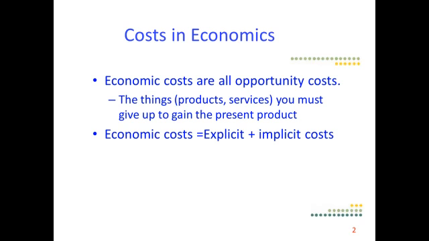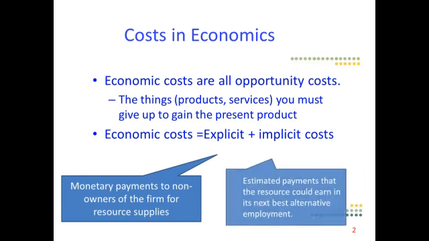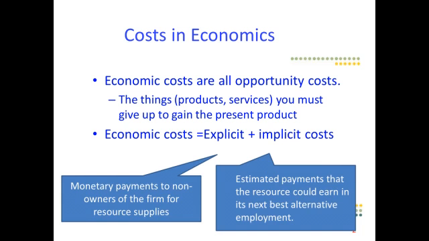We can split economic costs into those that we can measure, explicit costs, and these are the payments we make to the factors of production, land, labor, capital, etc., which you can actually measure. Whereas economists also know that there are some costs that you can't measure, and these have to be estimated. They are effectively estimated payments that the resource could earn in its next best alternative employment.